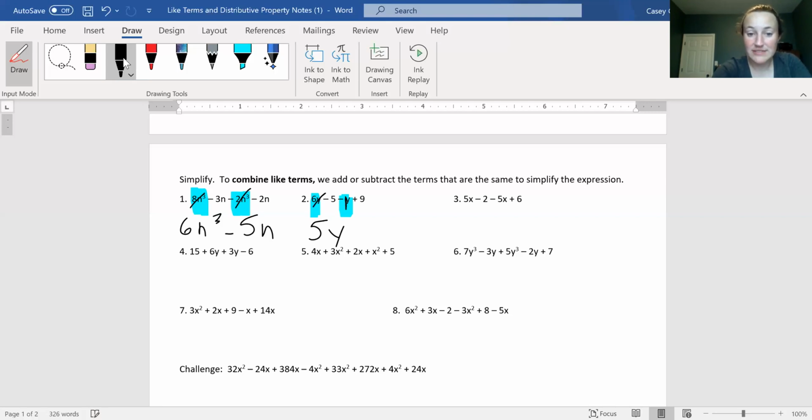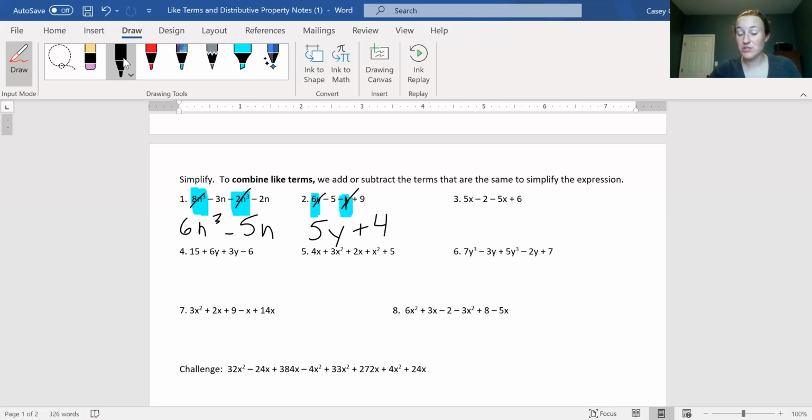And I'm going to go ahead and cross these out because I'm done with them. So -5 plus 9. What's that vocab word again if it doesn't have a variable? Hopefully you're thinking constant, okay? -5 plus 9 is going to get me to a +4. There's my answer. I'm done.